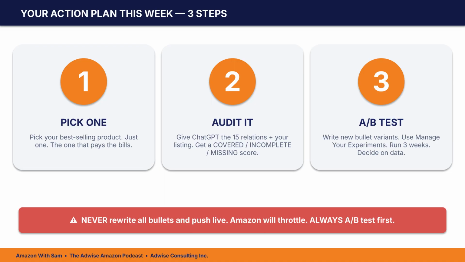Write new bullet variants, and this is the warning I need you to hear. Use Manage Your Experiments to A/B test against the original. Never rewrite all your bullets and push them live tonight. Amazon will throttle the listing. I've seen sellers lose 40% of sales overnight. Test for 3 weeks. Decisions on data, not vibes.